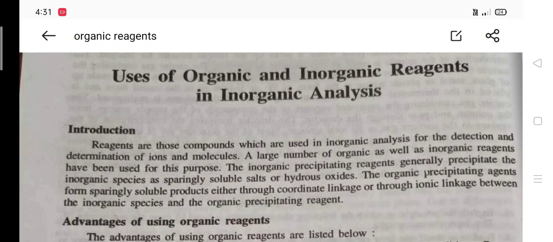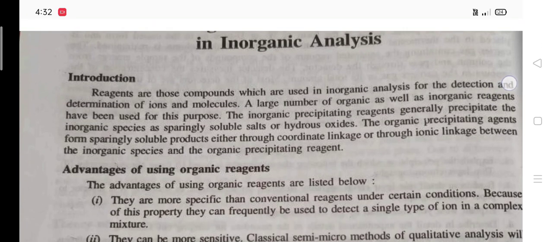The inorganic precipitating reagents generally precipitate the inorganic species as sparingly soluble salts or hydrous oxides. The organic precipitating agent forms sparingly soluble products either through coordinate linkage or through ionic linkage between the inorganic species and the organic precipitating reagent.